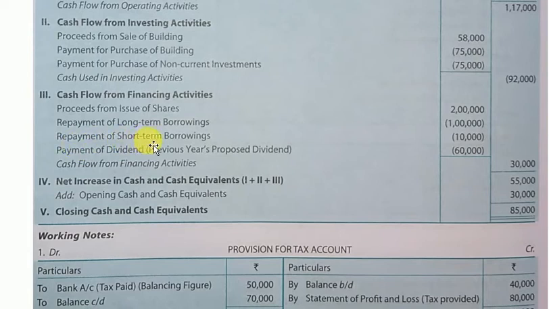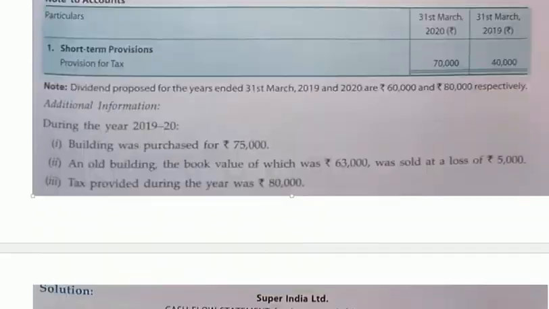This will be shown as an outflow of cash, repayment of short-term borrowings, 10,000 in bracket because it is to be subtracted. It is an outflow of cash. I hope this is clear.